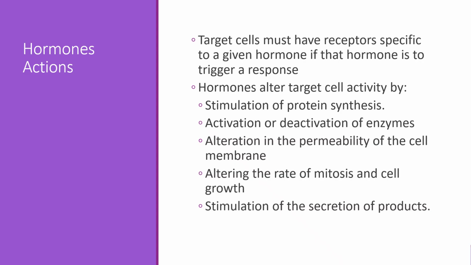Hormones change how easily or not so easily things get in and out of the cell, what we call the permeability. Hormones can also alter the rate of mitosis, so they can speed it up or slow it down, and they can speed up or slow down the rate of the actual growth of the cell after it has gone through mitosis. And then finally, another thing that hormones can do is stimulate the secretion of a particular product or chemical. And we'll see that with releasing hormones that stimulate other organs to release their hormones, and so on and so on.